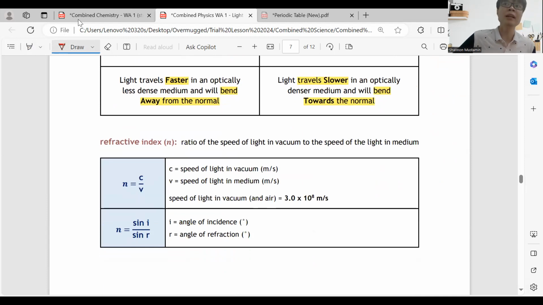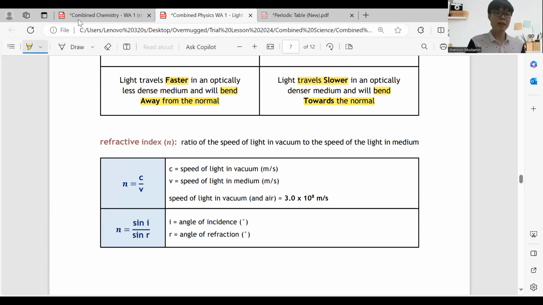Then for the light chapter, there are two formulas. There's one definition over here. Refractive index refers to the ratio of the speed of light in vacuum to the speed of light in the medium. Ratio, you all learned in primary school, can be written as a fraction also, right? So actually, you just explain the formula in terms of English for this.